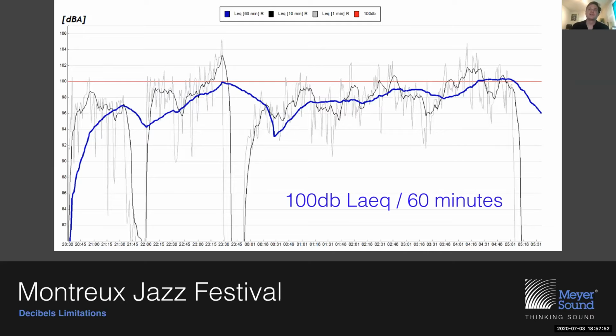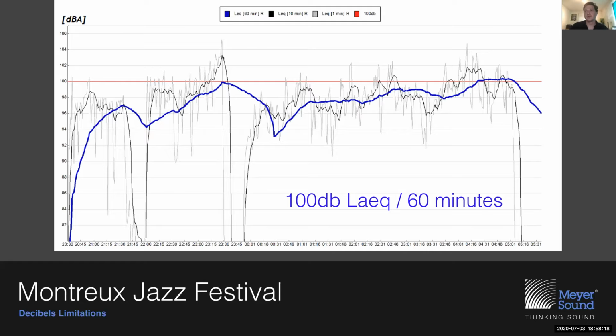So here you can see that the blue line, which is the LAEQ for 60 minutes, for these first two shows is not exceeding 100. This engineer did a good job because he managed the dynamics of his show to end up exactly at 100 dB. Now, he still did spend the last 10 minutes at 103. So that we had to take into account.